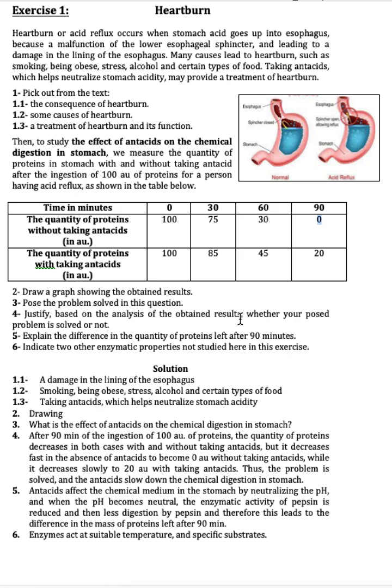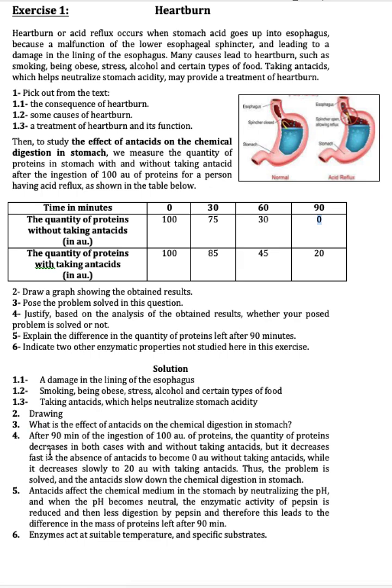So the problem: justify, based on the analysis of the obtained results, whether your posed problem is solved or not. We have to start by the analysis after 90 minutes of the ingestion of 100 AU of proteins. The quantity of proteins decreases in both cases, with and without taking antacids, but decreases fast in the absence of antacids to become 0 AU, while it decreased slowly to become 20 AU after taking antacid. Thus, we can say the problem here is solved.